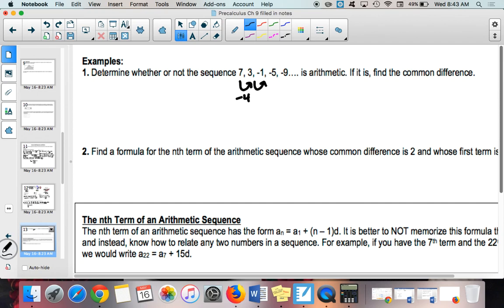Yeah, so I would subtract 4. Do I subtract 4 here? Yep, looks like I subtract 4 every single time. So yes, it's arithmetic. The common difference is negative 4, because we're saying add negative 4 to get to the next one. Do you see how any term minus the term before it is negative 4?